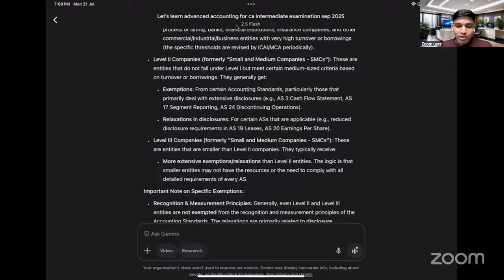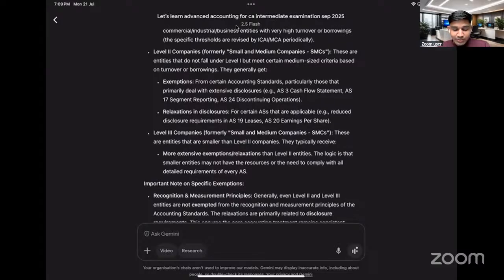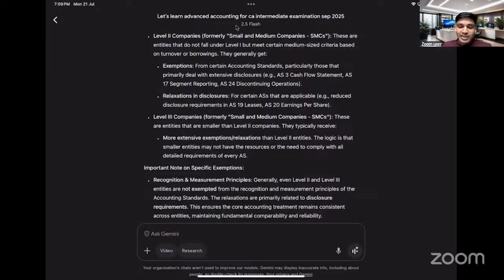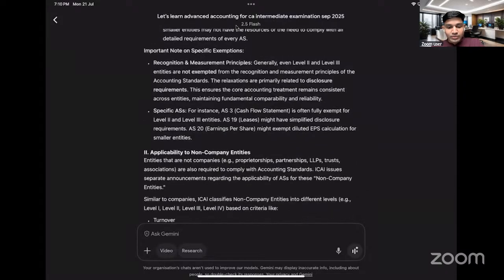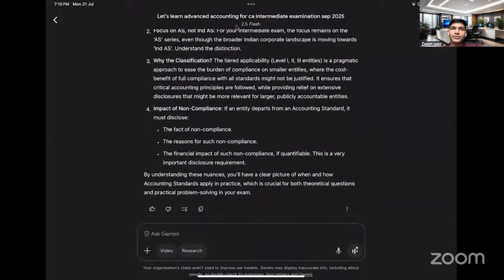Level 3 companies, formerly small and medium companies, SMCs, are entities that are smaller than level 2 companies. They typically receive more extensive exemptions and relaxations than level 2 companies. The logic is that smaller entities may not have the resources or the need to comply with all detailed requirements of every accounting standard. So, this we can get elaborated through the study material only.